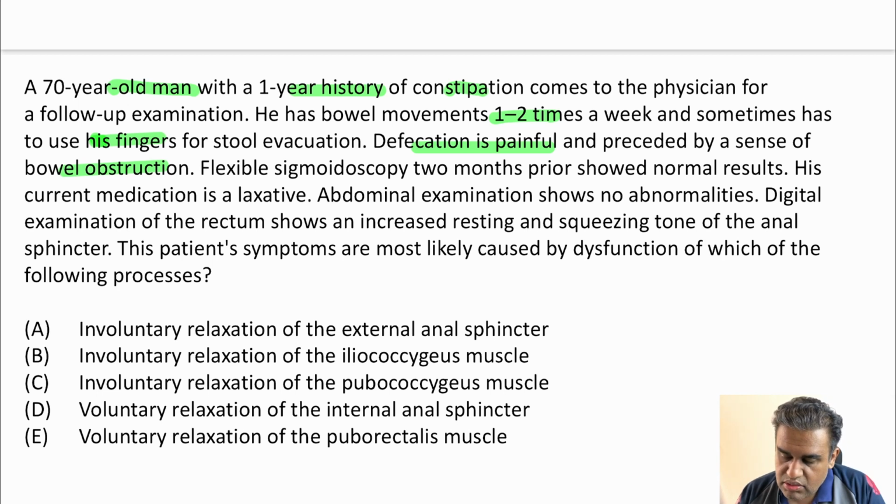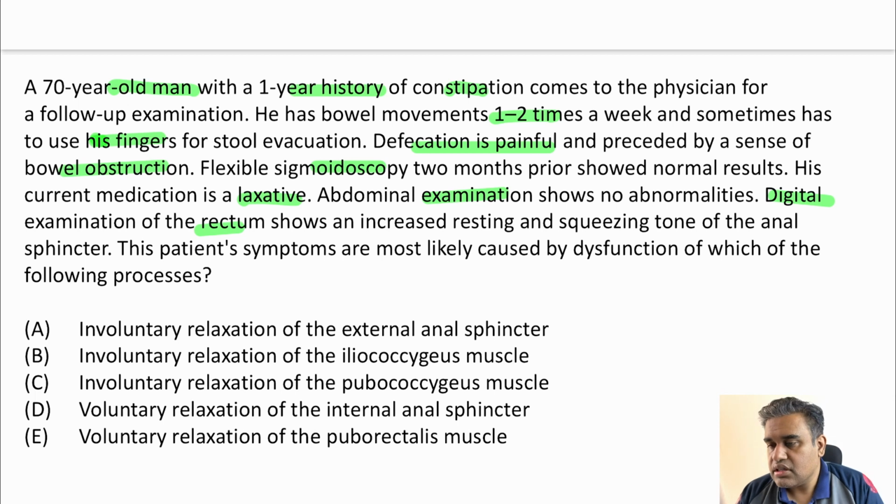Flexible sigmoidoscopy 2 months prior showed normal results, so that's a good thing. His current medication is a laxative, could be a drug like isabgol or lactulose solution or bisacodyl, could be any of that. But the abdominal examination shows no abnormalities. The digital examination of the rectum: sigmoidoscopy is okay, abdominal examination is okay, but a DRE or digital rectal examination shows an increased resting and squeezing tone of the anal sphincter.